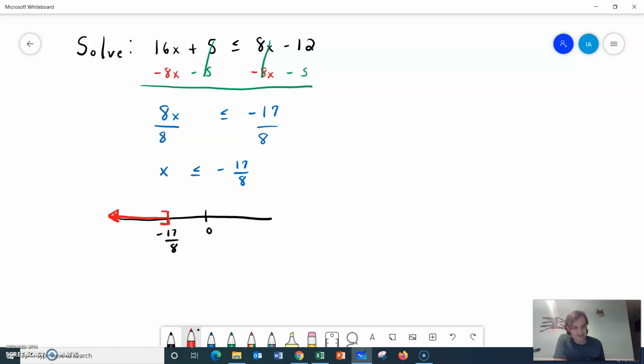Then we want to turn that into an interval. It goes all the way to the left, so that's negative infinity, and remember, that always gets the parentheses. It goes to −17/8, and that is a bracket. So: parenthesis, negative infinity, to −17/8, bracket.